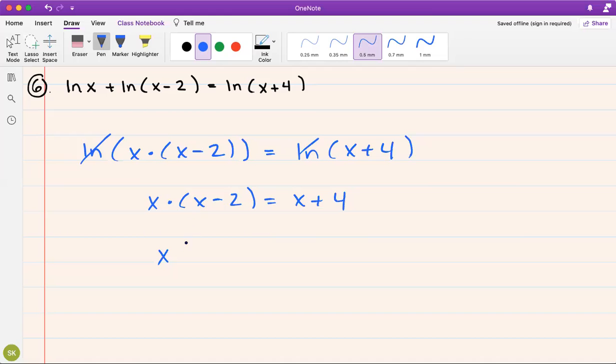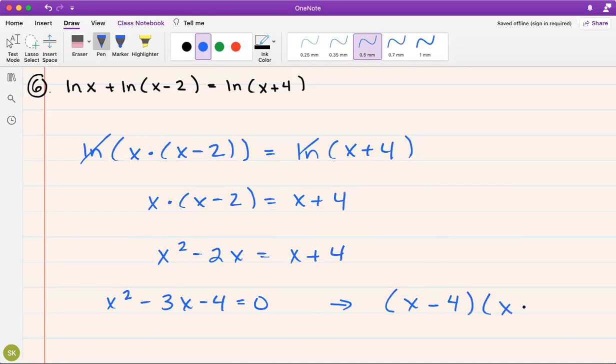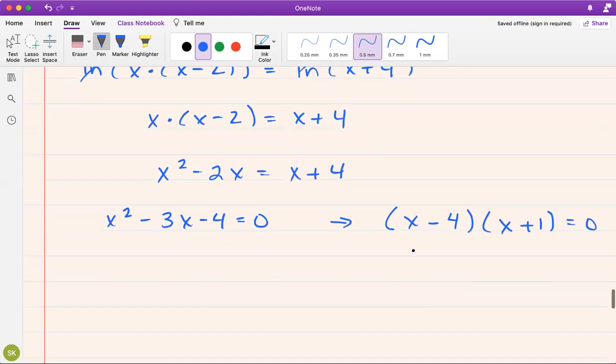So we're going to distribute this x. We get x squared minus 2x is equal to x plus 4. We have a quadratic, so let's move everything to the left-hand side. We get x squared minus 3x minus 4 is equal to 0. Try to factor it. I believe it factors. This is x minus 4, x plus 1 is equal to 0. Just double check real quick. So we get x is equal to 4, or x is equal to -1.